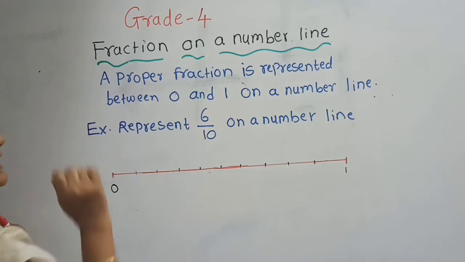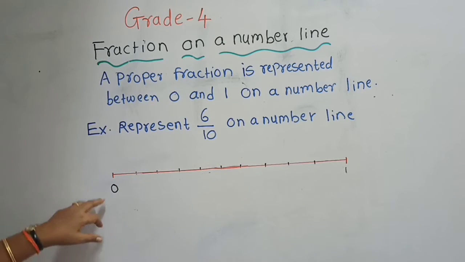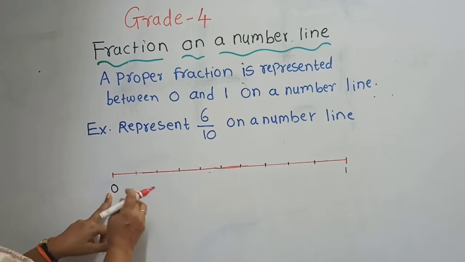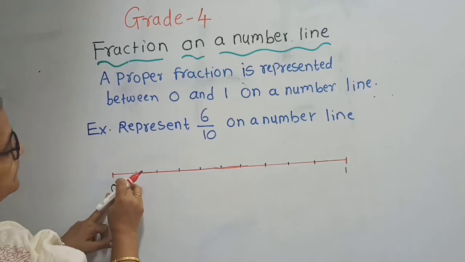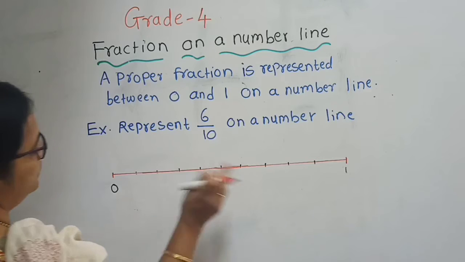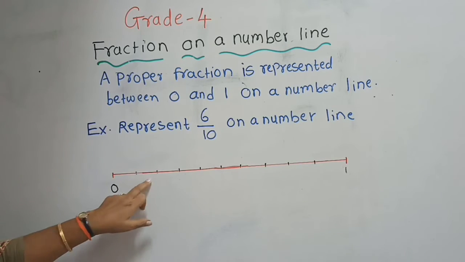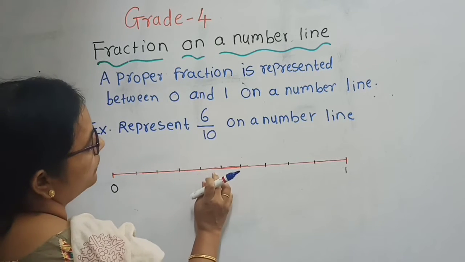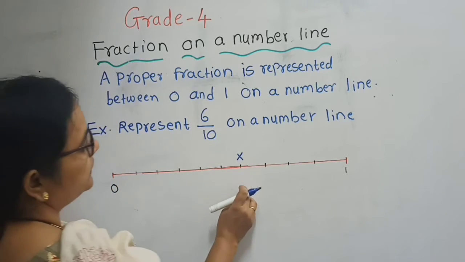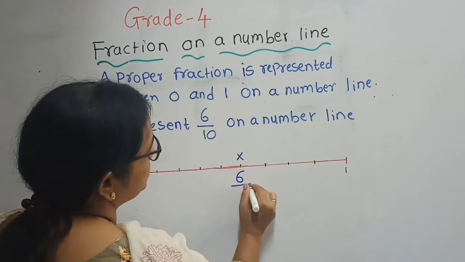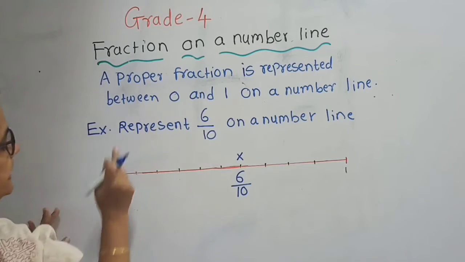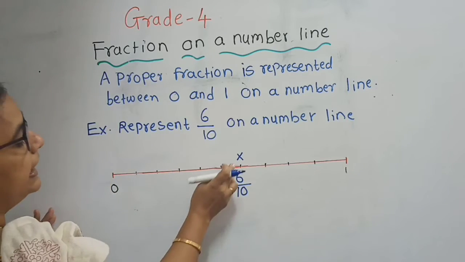Okay. Now the numerator is 6. So we have to start from 0 and move 6 parts, 6 small divisions ahead. See here: 1, 2, 3, 4, 5 and 6. Yes, we reach here, so cross out this. Yes children, and then we write this 6 upon 10. So a proper fraction is represented between 0 and 1 like this.